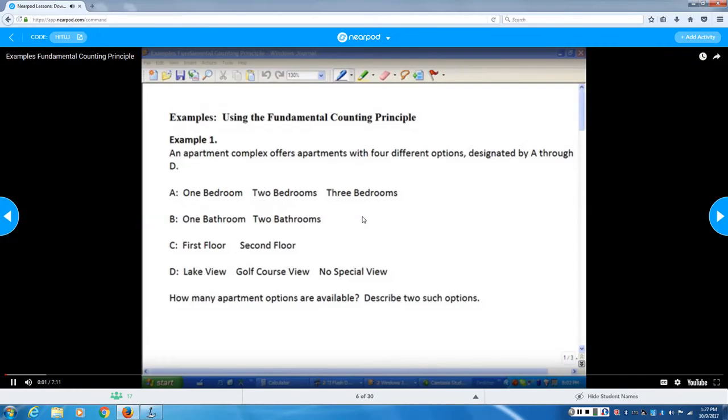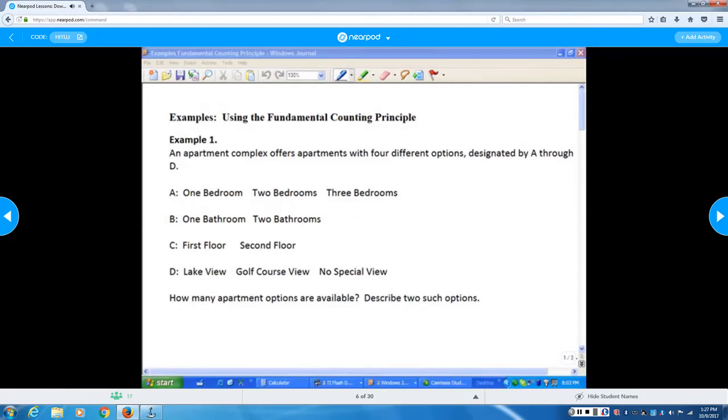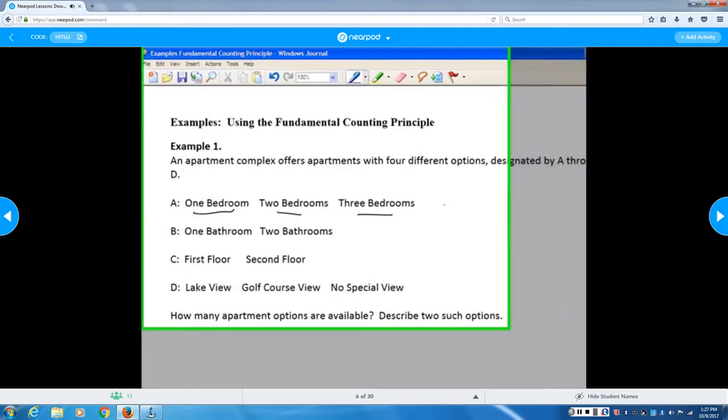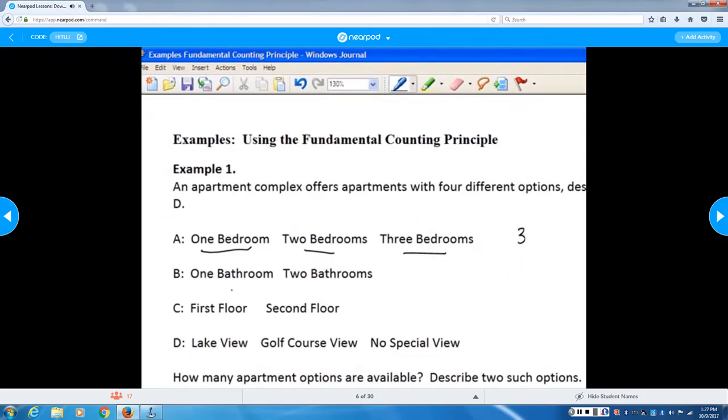So this is an example of the fundamental counting principle. Let's try a few examples using the fundamental counting principle. Example number 1. An apartment complex offers apartments with 4 different options designated by A through D. Option A is the total number of bedrooms. You can have 1 bedroom, 2 bedrooms, or 3 bedrooms. We've got 3 choices here.